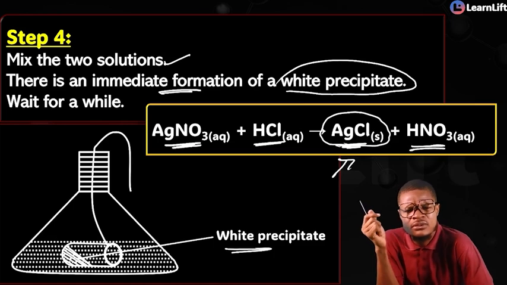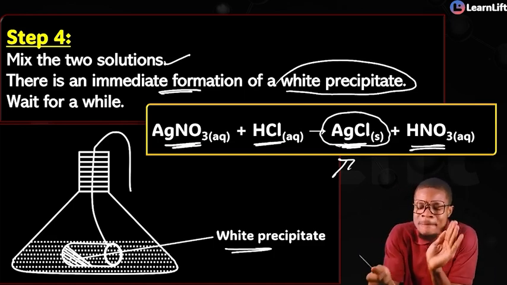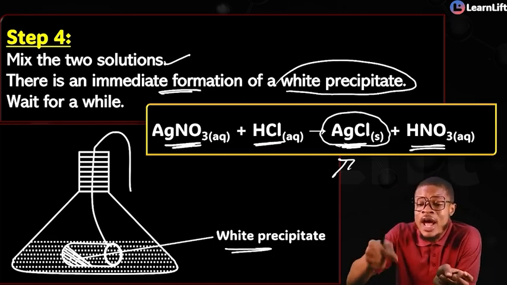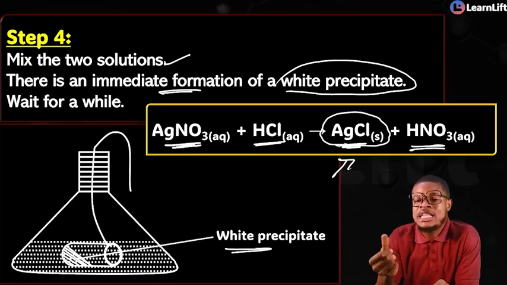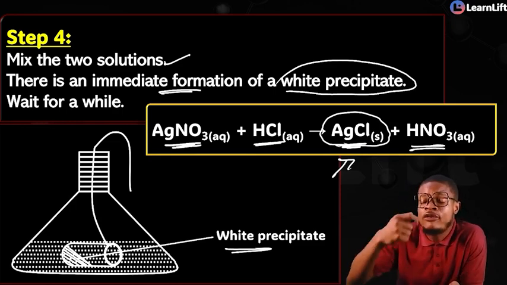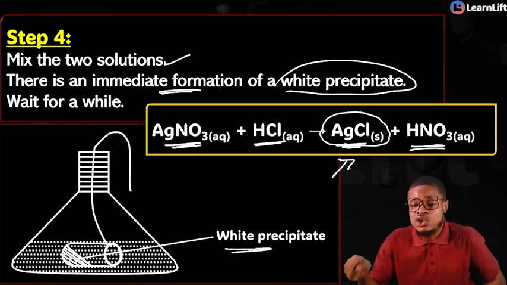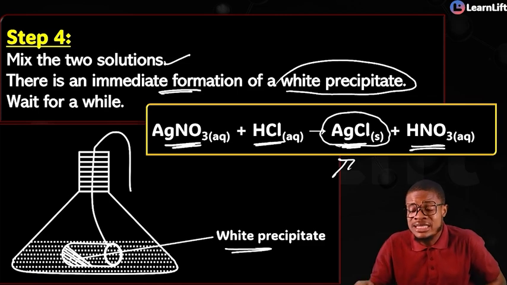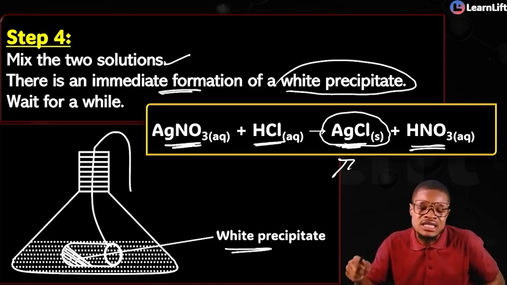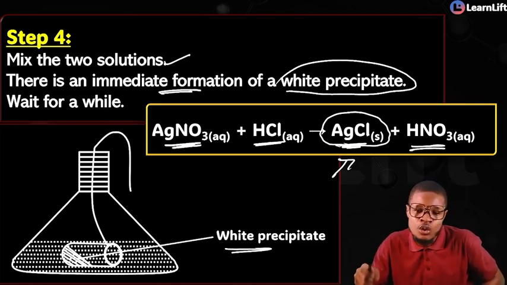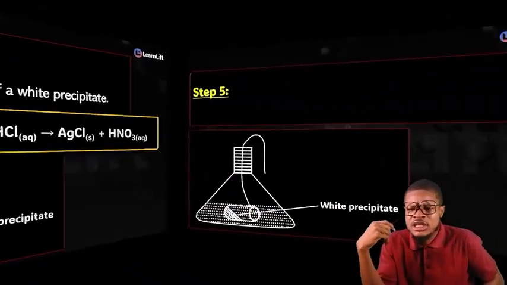Follow me. In step 4, when you mix the 2 solutions, what do we form? A white precipitate is going to form. Why is the white precipitate being formed? Because of the formation of my silver chloride. And that silver chloride is solid. That's the white precipitate, which is the AgCl, solid silver chloride that is being formed. And then it rushes into step 5.